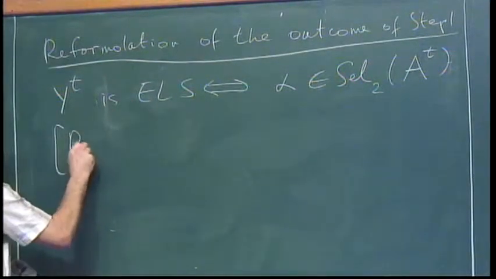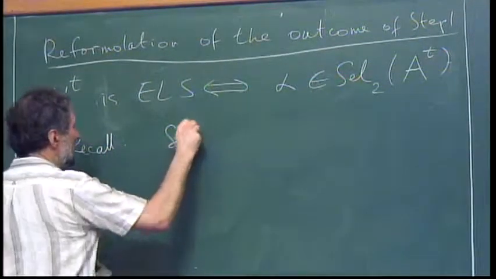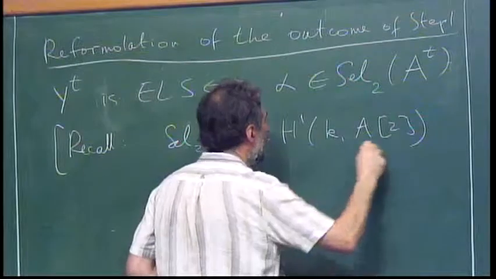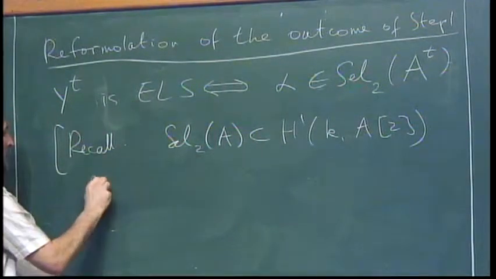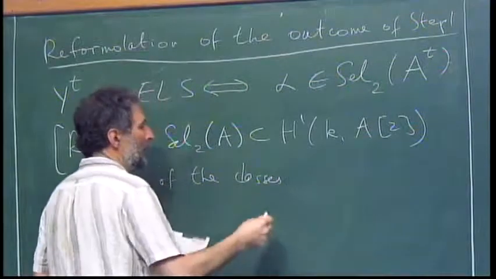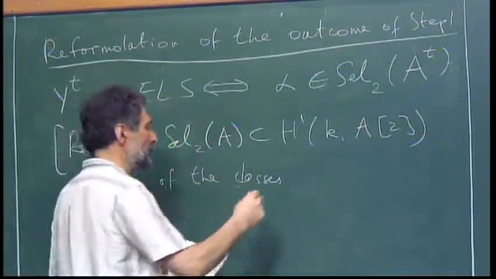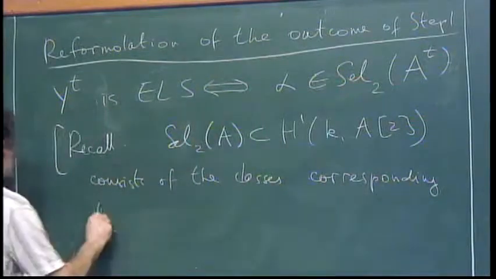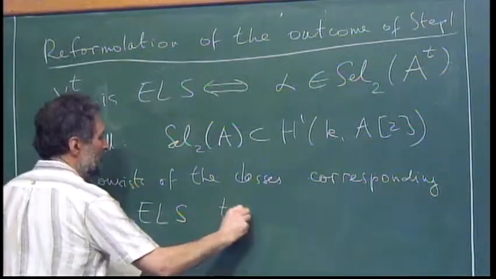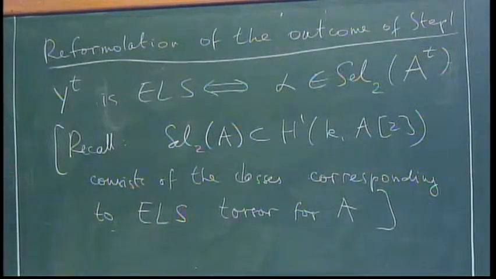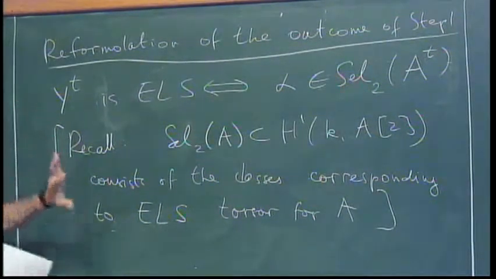So let me just remind you that. Recall that Sel 2 of A is a subset of H1(K, A[2]), consisting of the classes that create everywhere locally soluble torsors for A. Normally the Selmer group is defined in terms of exact sequences, and we've seen this. We're going to see this definition in a second. So that's the formulation of the outcome of step 1.